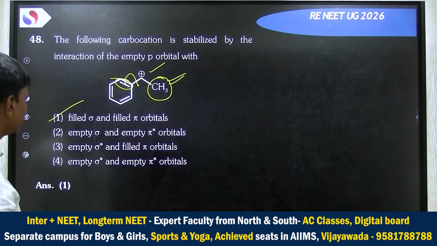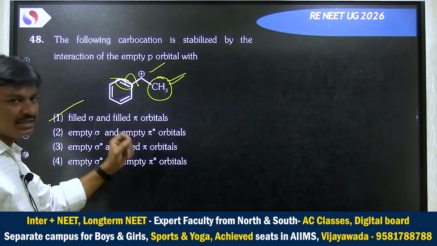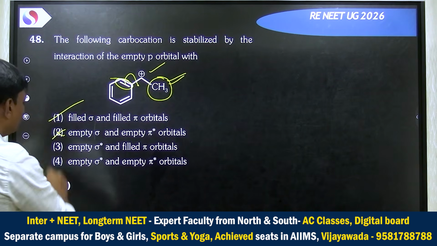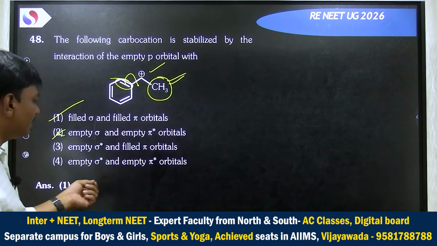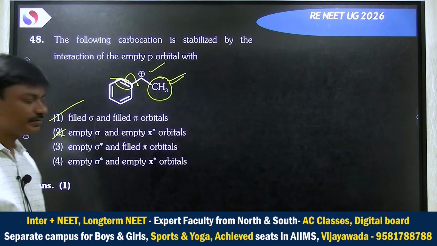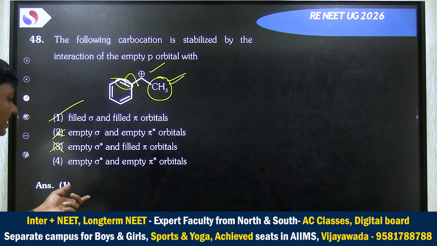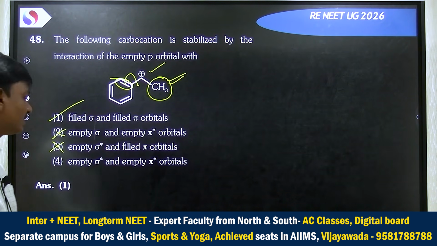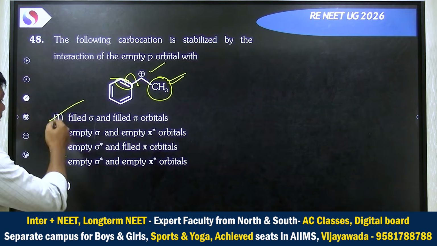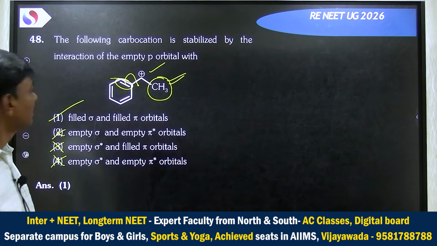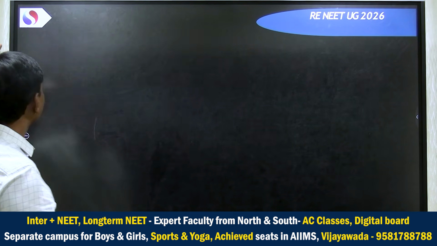Here the second one is empty sigma and empty pi star. So it is a wrong option. And the third is empty sigma star and filled pi orbitals. It is also wrong. Next, the fourth one is empty sigma star and empty pi star orbitals. It is also a wrong option. So the correct option will be the first option. Okay. Then go to the next one.